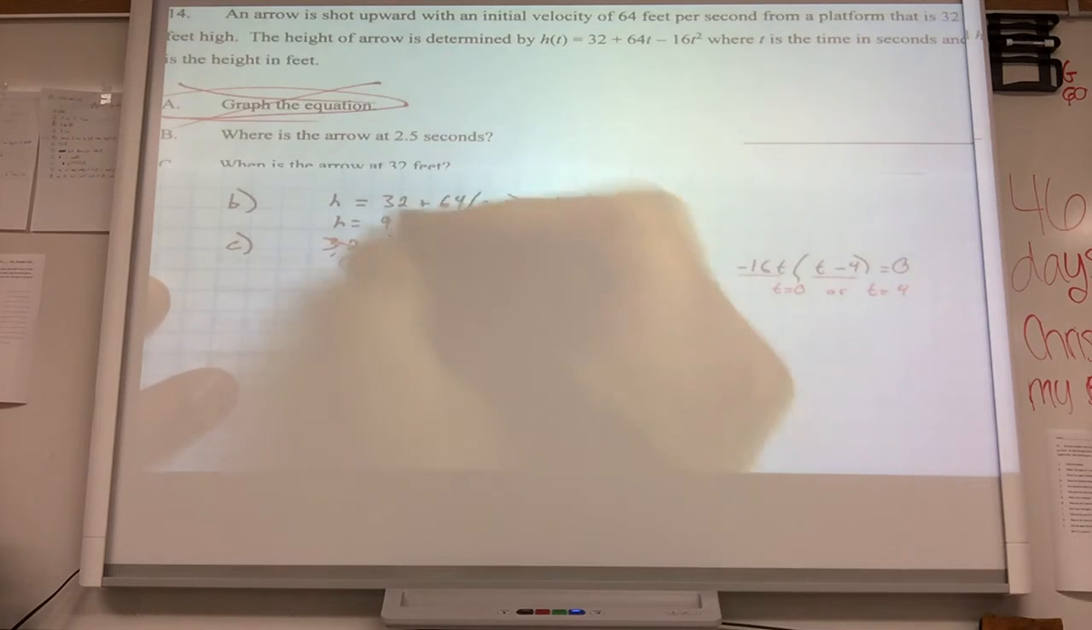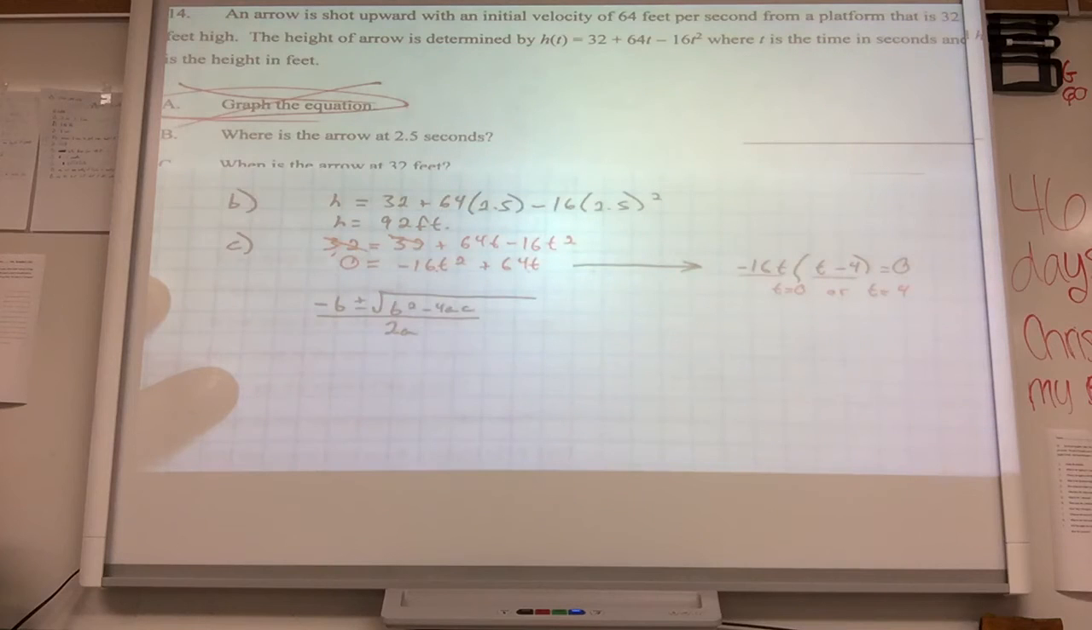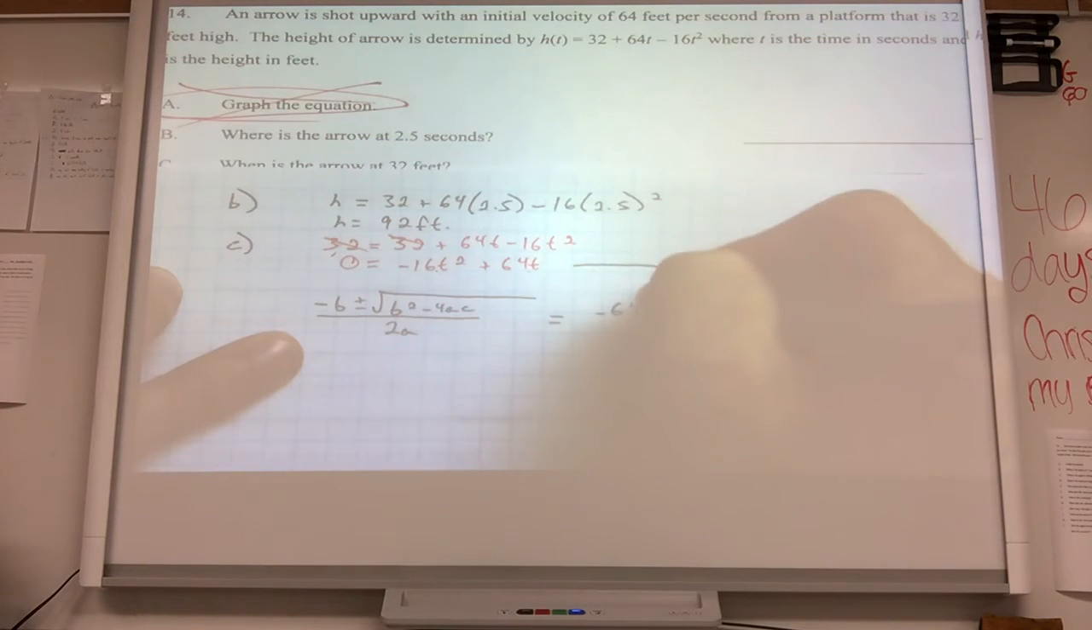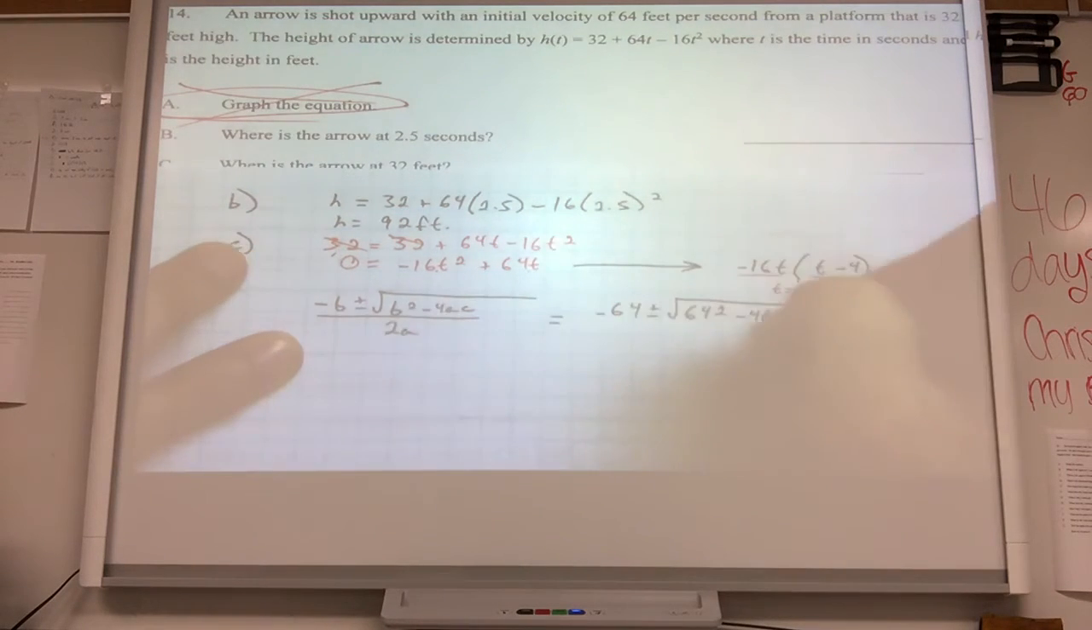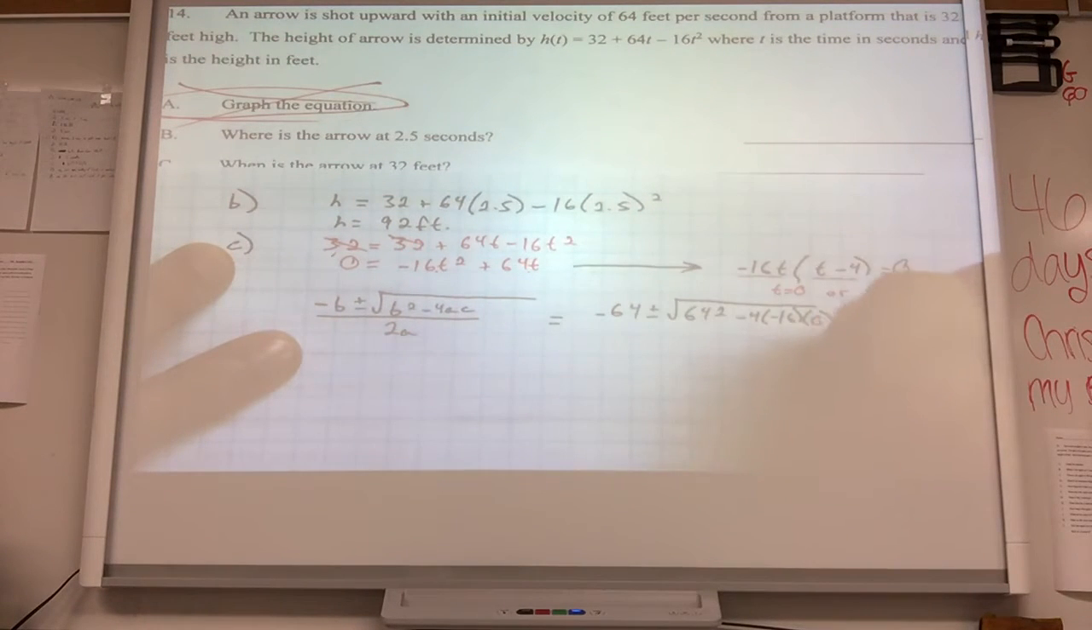So the quadratic formula, that's negative b plus or minus the square root of b squared minus 4ac, all over 2a. Okay, so negative b, that's going to be negative 64. Negative 64 plus or minus the square root of 64 squared minus 4 times a, which is negative 16, times c, which is, there is no c, so it's 0. All of it over 2 times a, so 2 times negative 16.